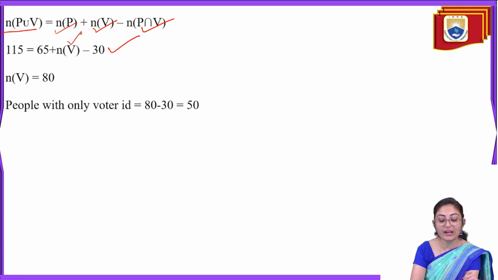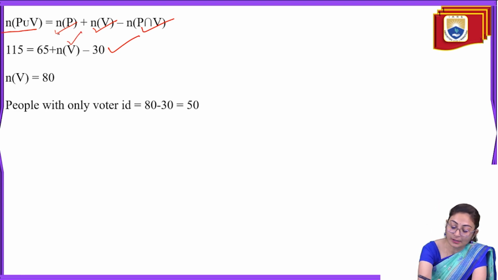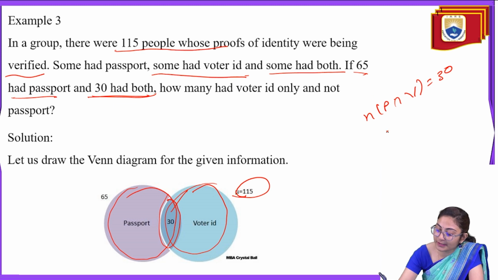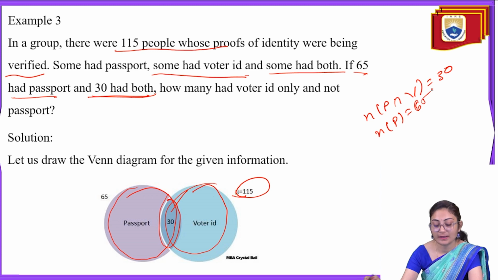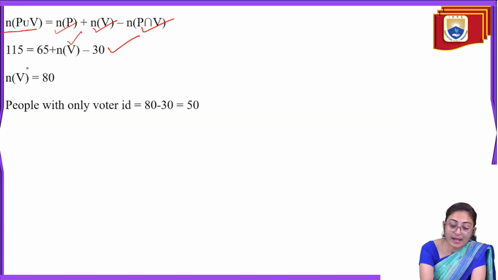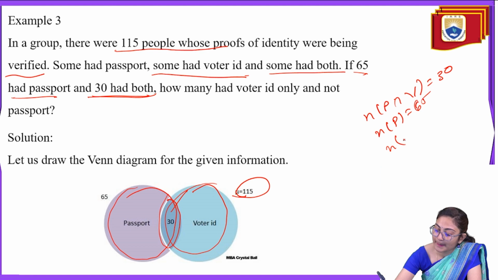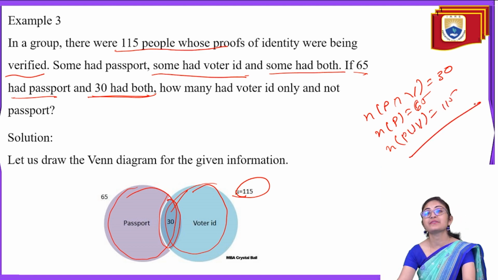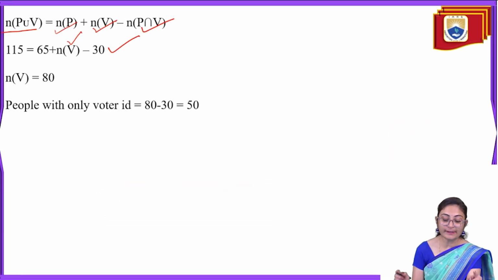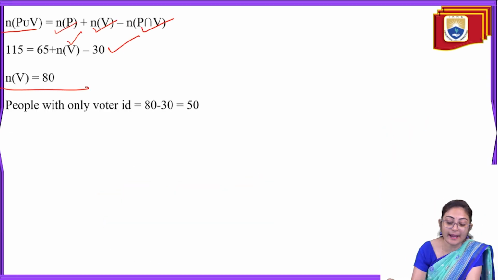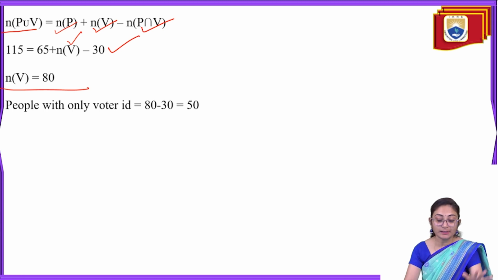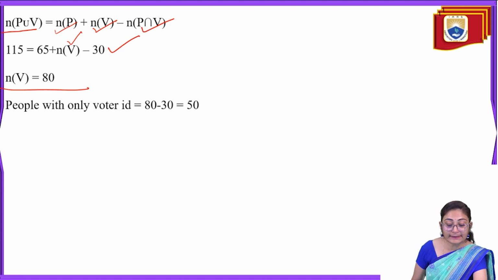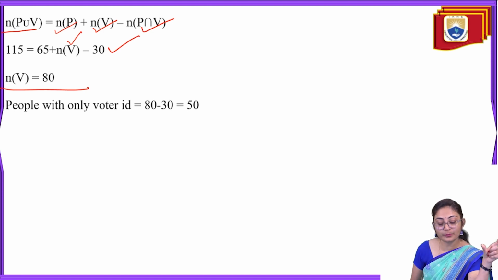Now N of P we have here. They have given the N of P value. N of P is 65 and N of P union V, that value is also available, that is 115. Now after putting these values, you will get N of V is equal to 80. Now 80 is the total number of people who have a voter ID.